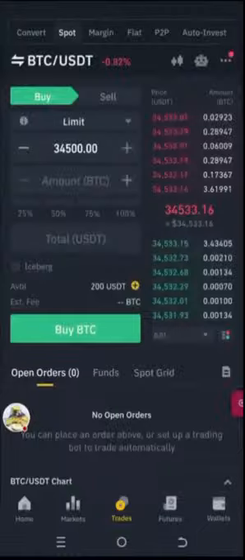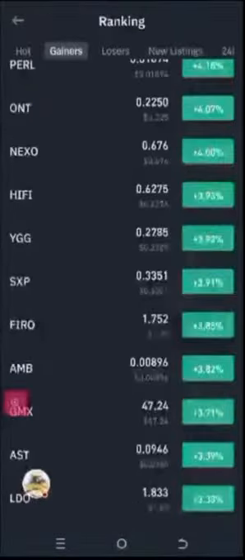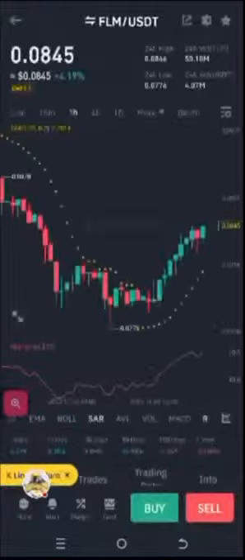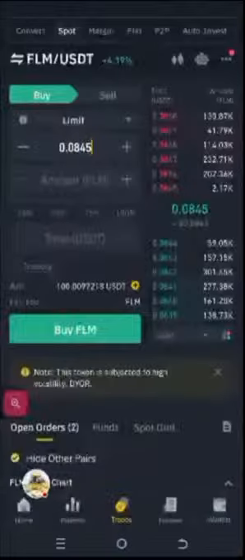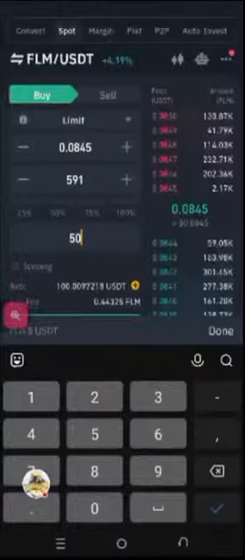So you know where I love to go, right? I love to go to Gainers. So I'm going to be clicking on Gainers. Let's go for FLM and see which one is going to work and how soon it's going to work. Oh, beautiful. Let's go for this. FLM, I'm here for you. Let's quickly do a simulation of $50 and then we see how much we can get.